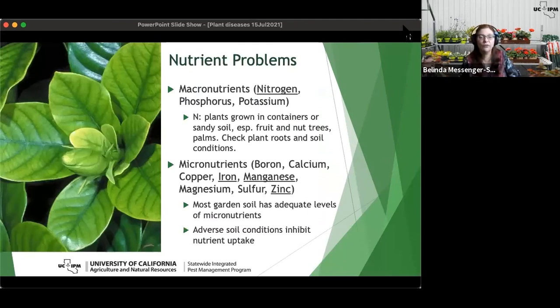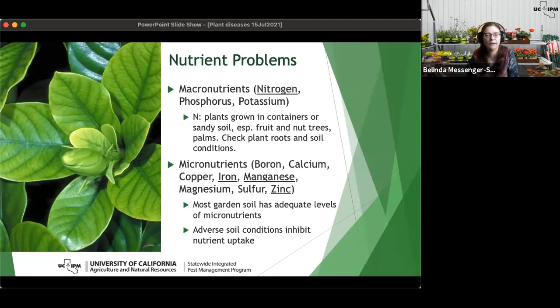So nutrient problems. Adding too much fertilizer or chronic under-irrigation can cause salts to build up in the soil. You might see tip dieback, burn, and other symptoms. Of the macronutrients, nitrogen, phosphorus, and potassium, nitrogen is the most common deficiency. Fruit and nut trees, palms, plants, and containers can all become nitrogen deficient. The micronutrients iron, manganese, and zinc are the most common micronutrient deficiencies.